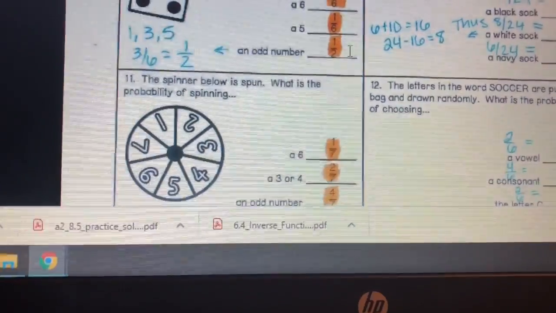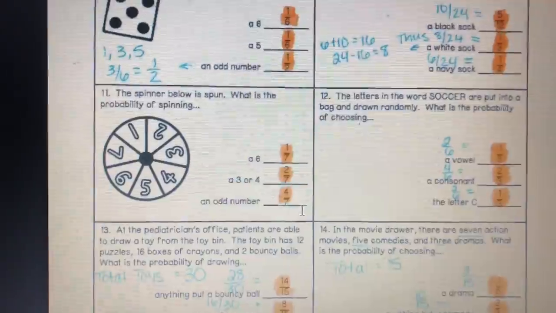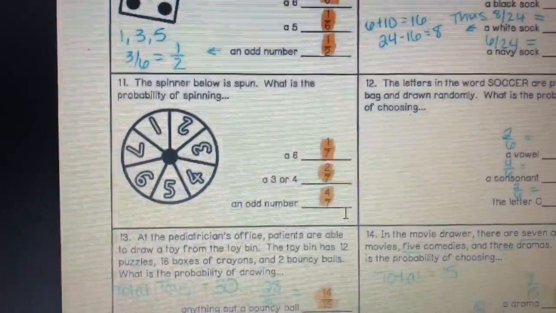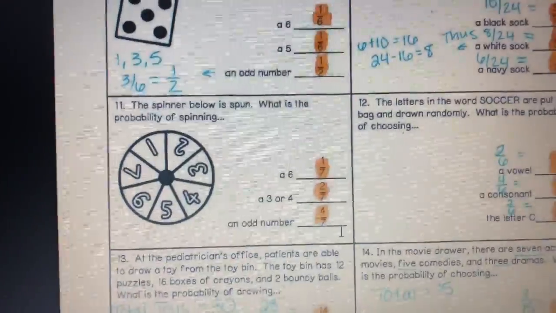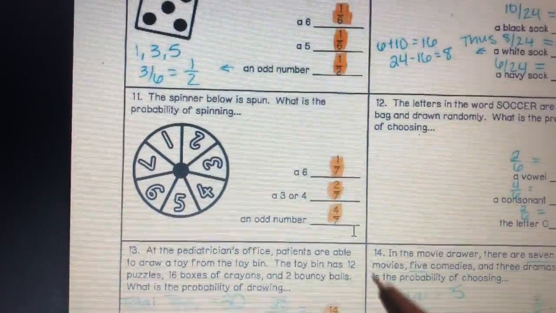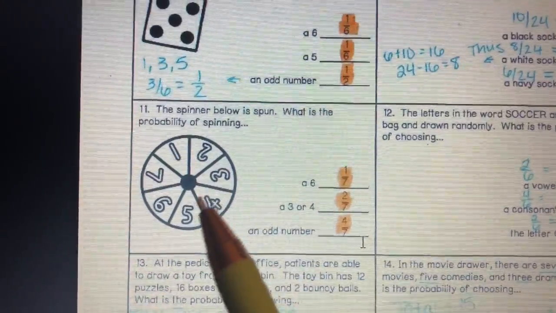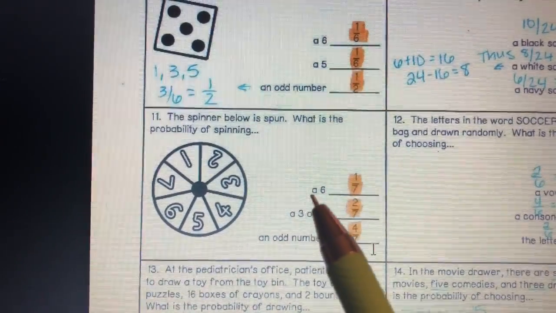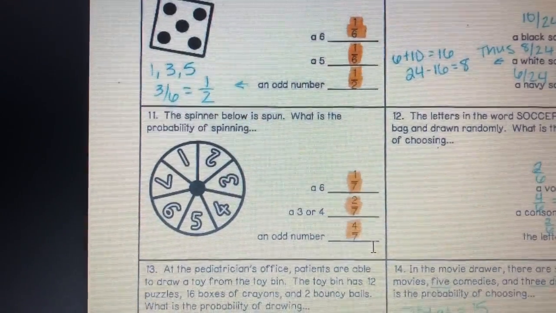Number 11, the spinner below is spun. What is the probability of spinning a 6? Well, there's 7 numbers altogether, so 1/7, because there's only one 6. So 1 out of 7 would be the probability of rolling a 6.